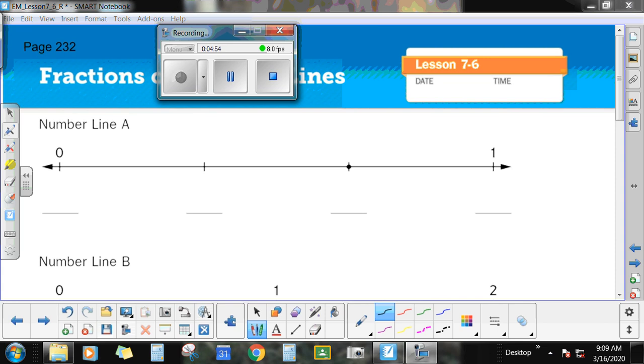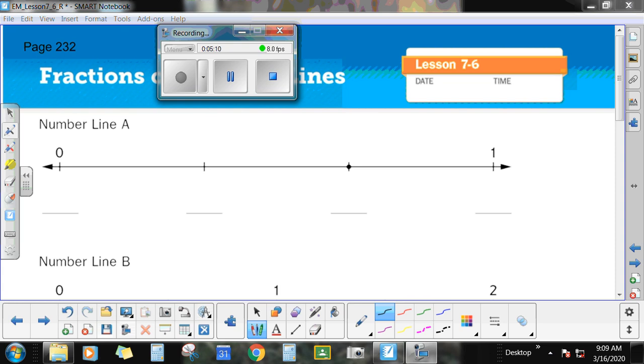All right, so let's look at these number lines on page 232. Sorry if this sounds a little bit choppy. I've literally been interrupted 3 times while I've been trying to make this video. So I've paused it 3 times. Isn't that just like school, right? How many times do we get interrupted in a day?